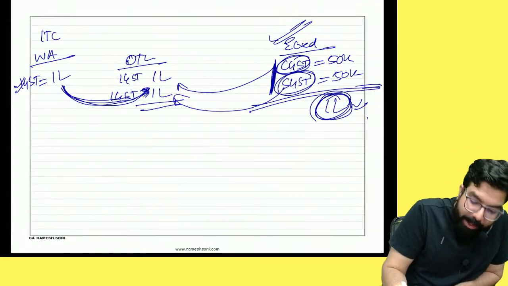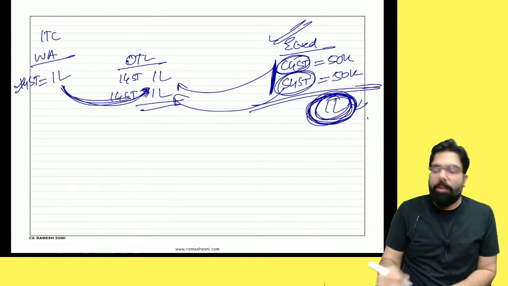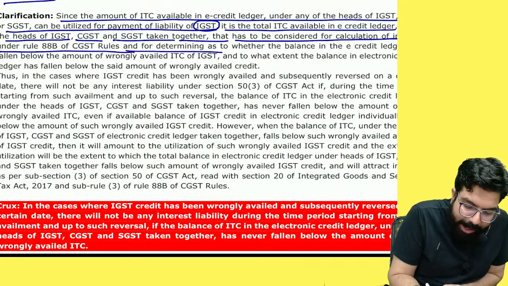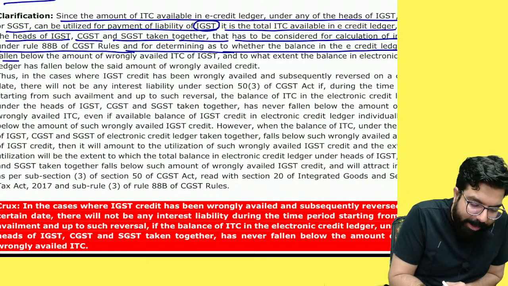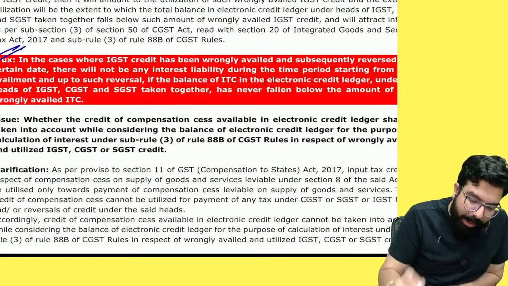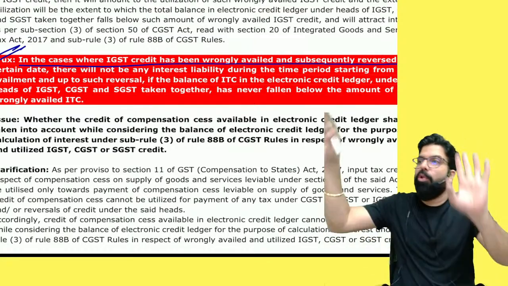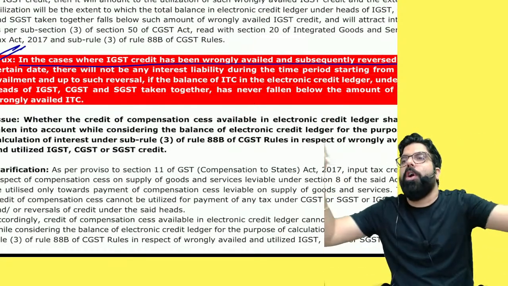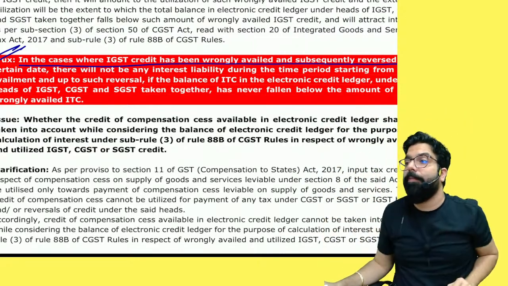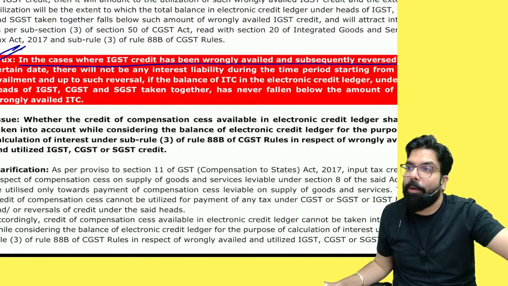My question over here, if I already have total of 1 lakh, do I ever have to pay any interest? Yes or no? No. It says over here, under rule number 88B, and for determining as to whether the balance of e-credit ledger has fallen below the wrongly availed IGST. So people, I've written the circular crux over here. In case where the IGST has been wrongly availed and subsequently reversed, you took wrongly IGST and now you are paying back to the government saying, sorry sir, I am paying 1 lakh rupees back to you. You don't have to pay any interest. When? If your e-credit ledger total balance of 1 lakh was always there.